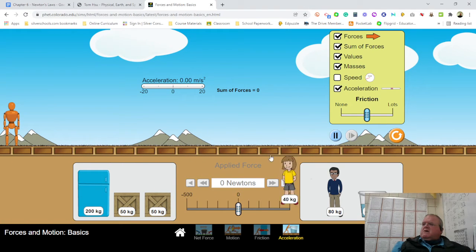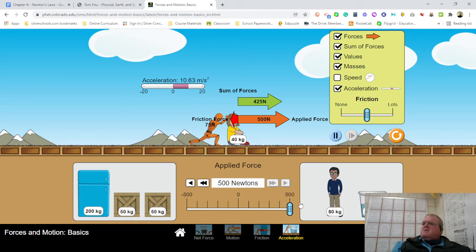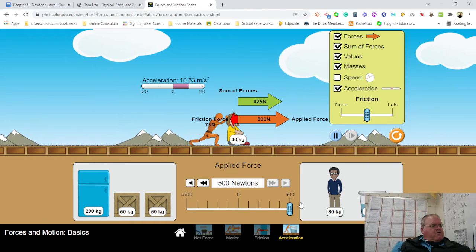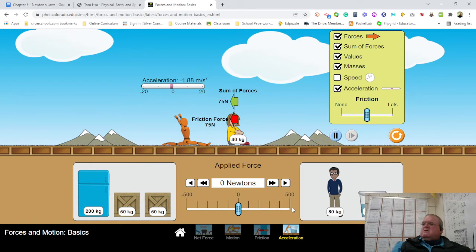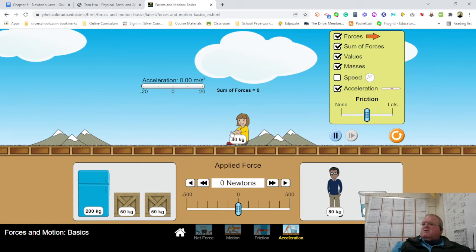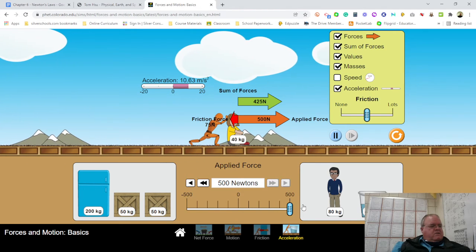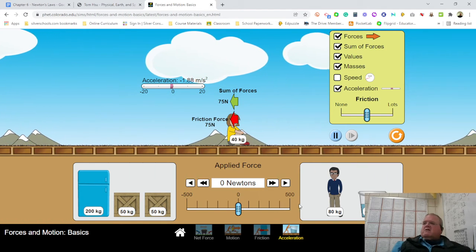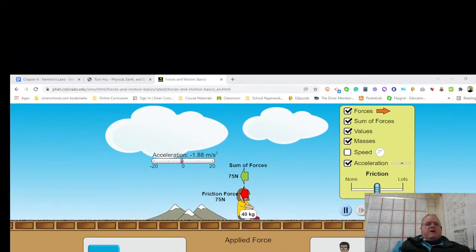So now I'm going to bring up my 40 kilogram girl. And I'm going to put on 500 newtons of force. So my net force is 425 newtons, and my acceleration is 10.63 meters per second squared. All right, so we've gotten some data now.